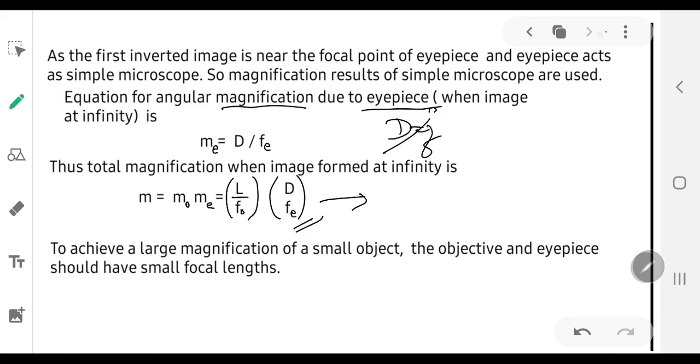To achieve a large magnification, from this equation you can tell that both the objective as well as the eyepiece should have a small focal length. With small focal lengths, it is possible to have the maximum magnification.